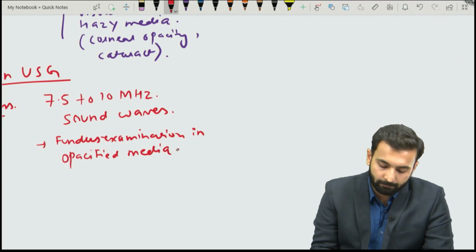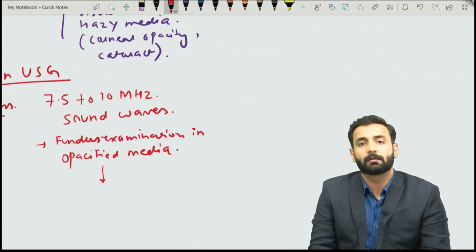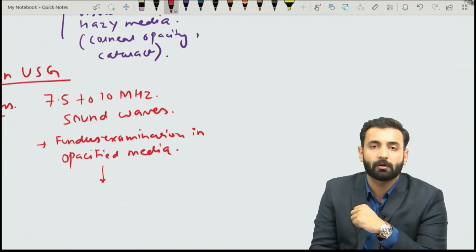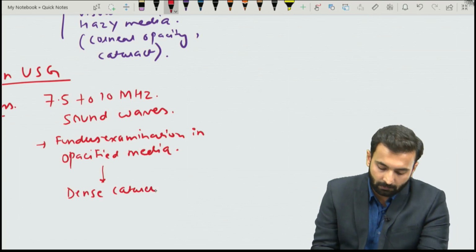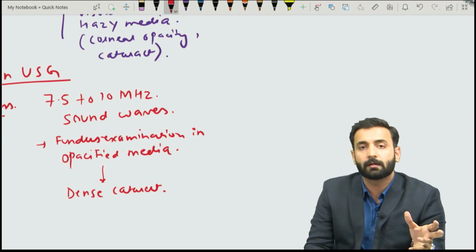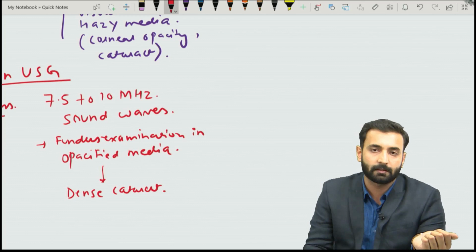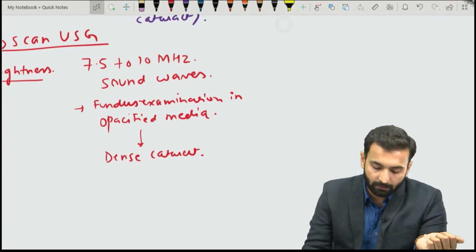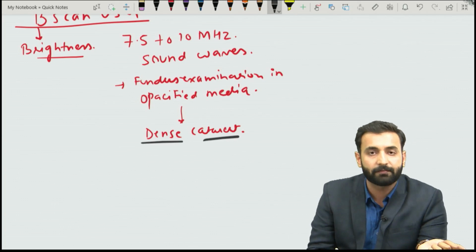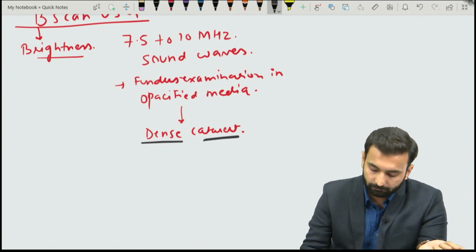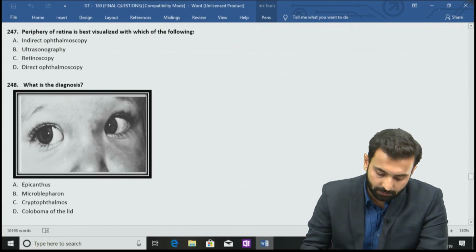By opacified media, we mean that the ocular media is not clear, maybe due to dense cataract. So in such conditions where media is not clear, the fundus cannot be visualized by direct or indirect ophthalmoscopy, so we will use B-scan ultrasonography, right? Whereas retinoscopy, which they have given in another option, is a test we do for refractive error evaluation. Now coming to the next question.